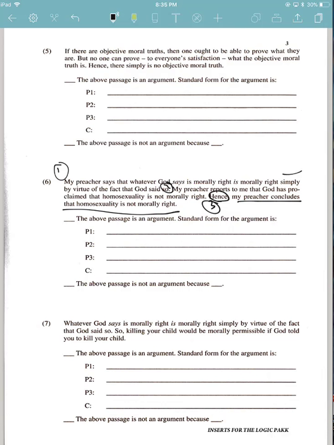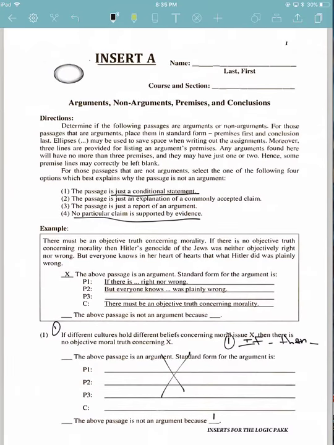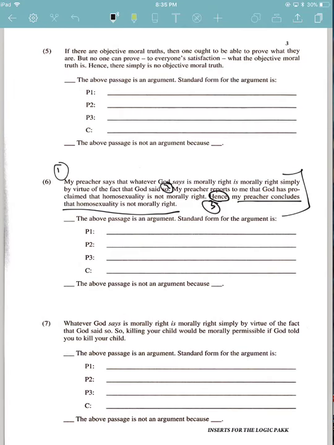Well, this one, even though there's the word "hence," notice what it is doing. In this case, what this person is doing is reporting an argument of somebody else. So since they're reporting an argument of somebody else, right?